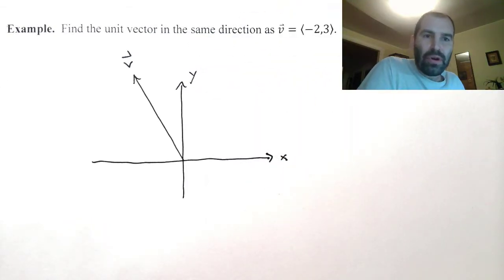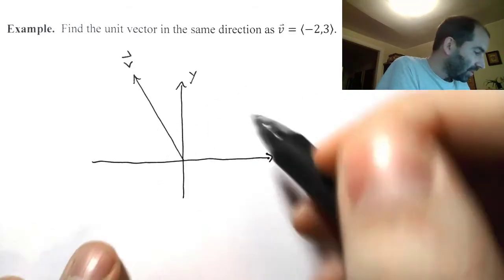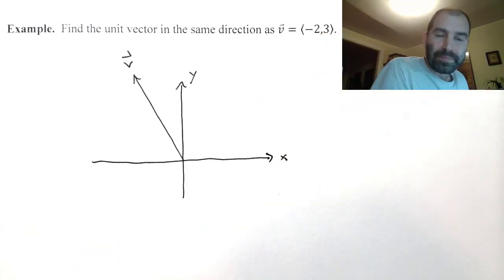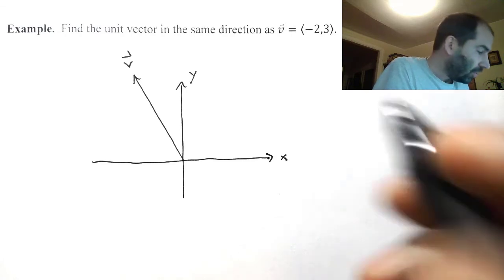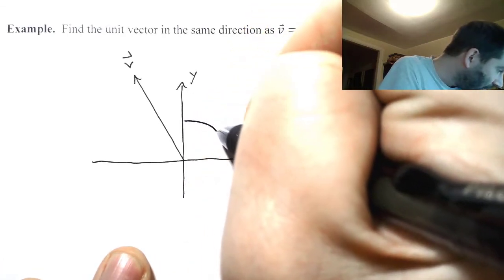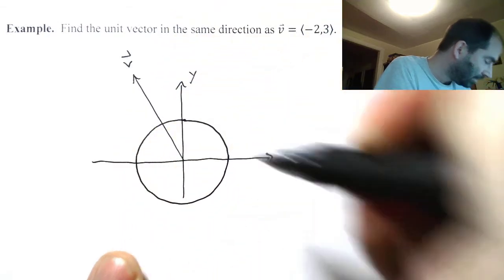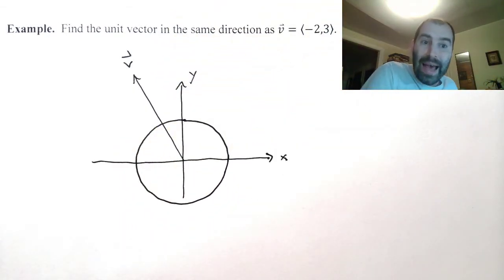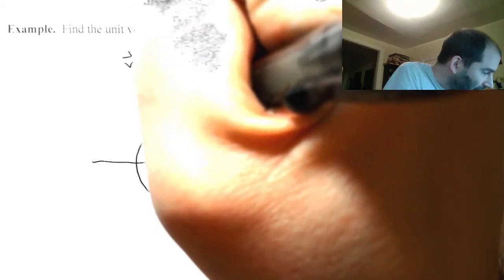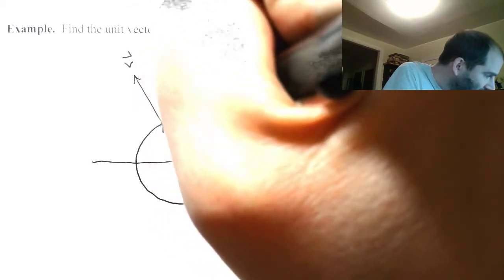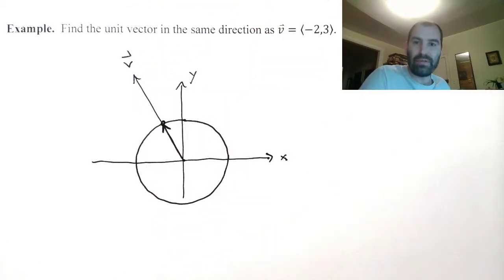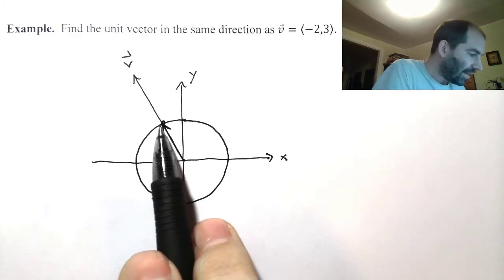I want to find a unit vector in the same direction. So what I'm going to do here is draw a unit circle, the circle with radius 1, and we're going to put that right here. So I can see now what my unit vector is. My unit vector is this guy right here. That's my unit vector. So how do I get this vector?